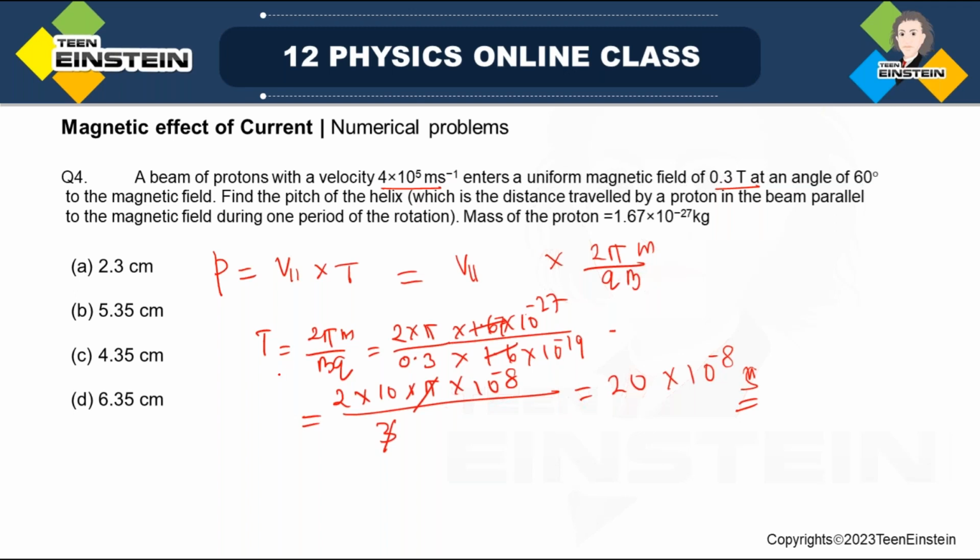So we have to find V parallel into this. P is equal to V parallel into this T. V parallel is how much? V parallel will be V cos theta, right? So it will be 2 into 10 to the power 5 into this into 10 to the power minus 8. This is in meter again. So this will give you 10 to the power minus 3. This is 40, approximated because I have just dragged this out. So 40 into 10 to the power minus 3.